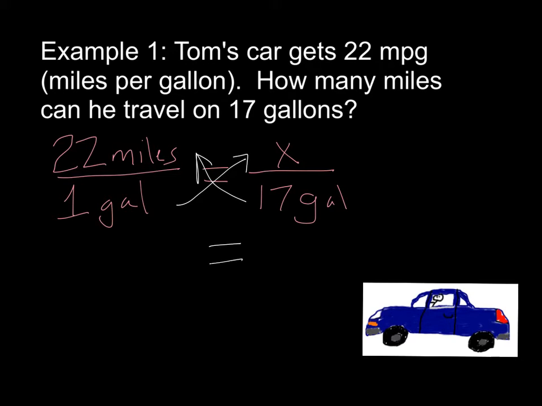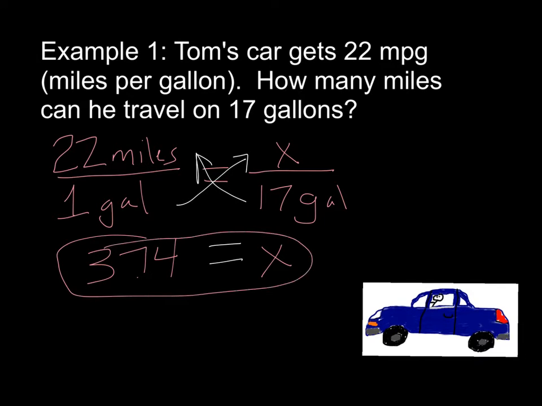1 times X is, of course, just X. And now 17 times 22 is 374. So in Tom's homemade car, he can get 374 miles on 17 gallons of gas.